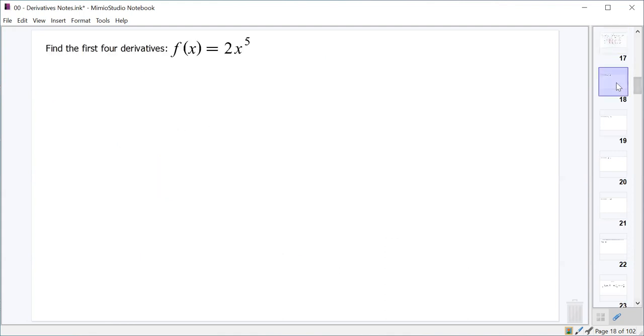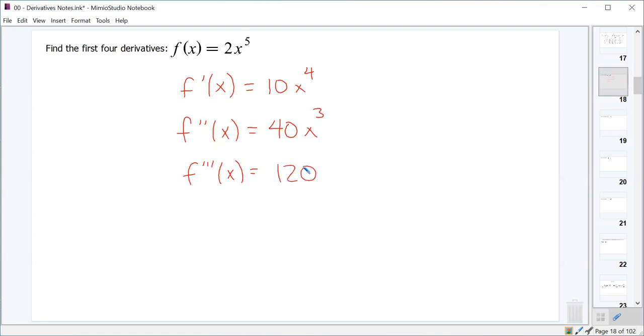So let's see if we can find the first 4 derivatives of f of x equals 2x to the 5th. So we've got f prime of x using the power rule ought to be 10x to the fourth, or 5 minus 1. The second derivative ought to be 40x to the third, 10 times 4, and then drop 4 by 1. Our third derivative ought to be 120, 40 times 3, x to the second. And our fourth derivative ought to be 240, 120 times 2, and then x to the first.